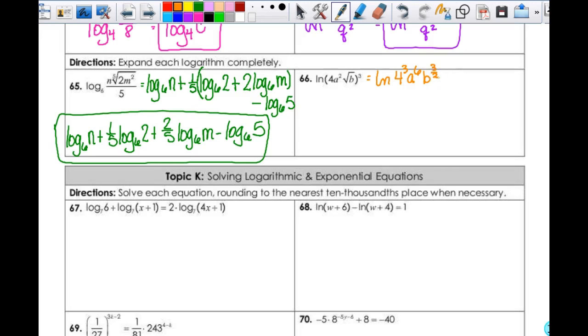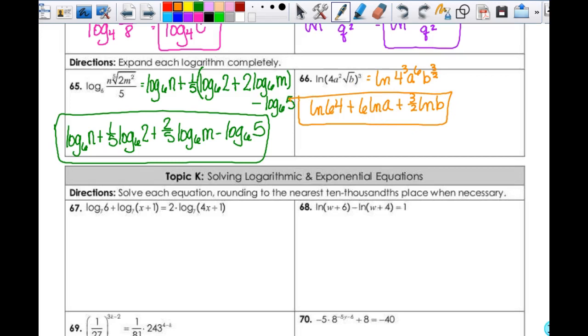So we want to separate all that out. The natural log of 4 cubed is 64, so this is going to be the natural log of 64 plus 6 times the natural log of a plus 3/2 natural log of b.